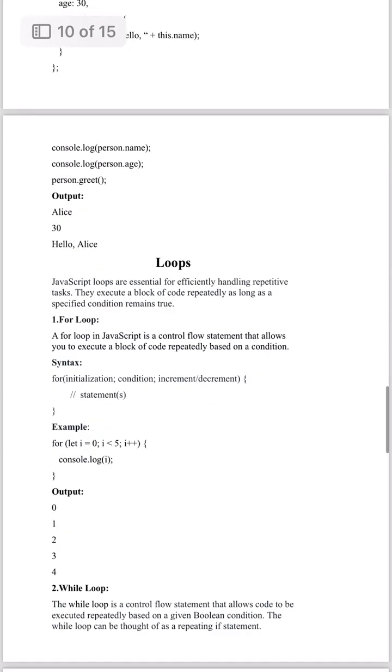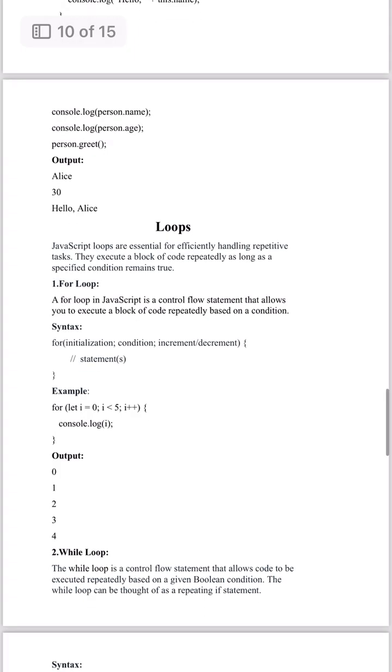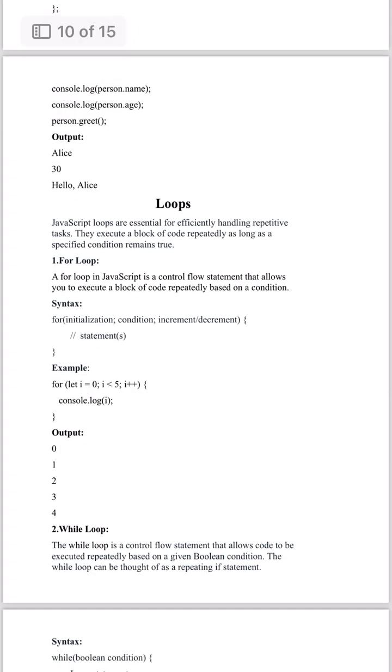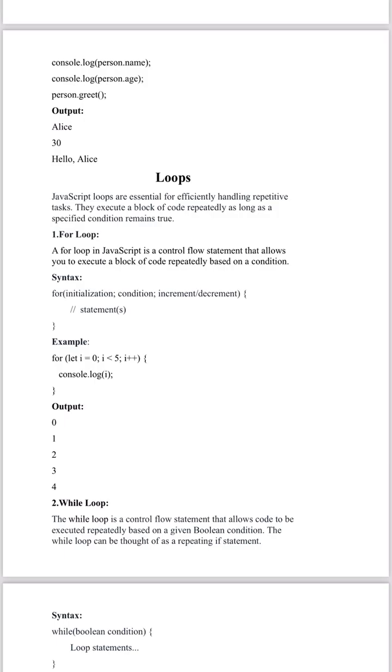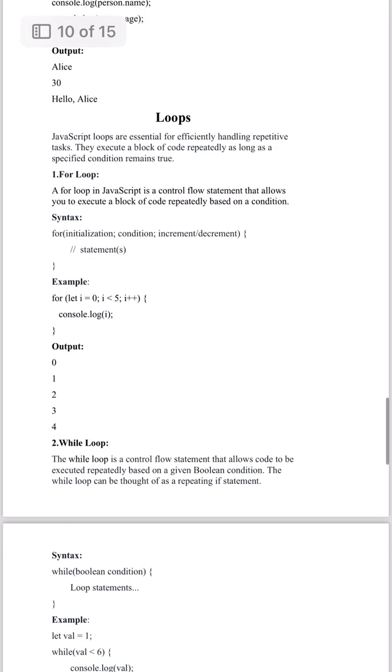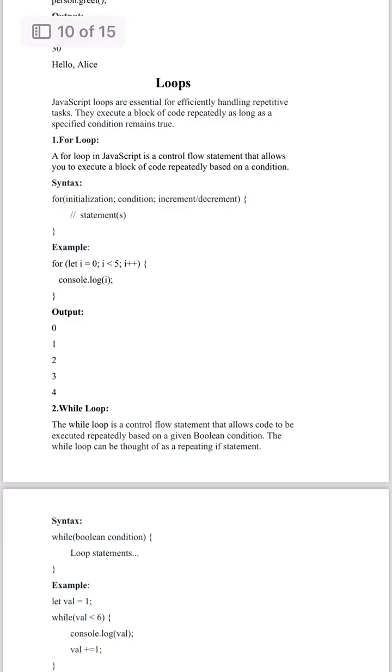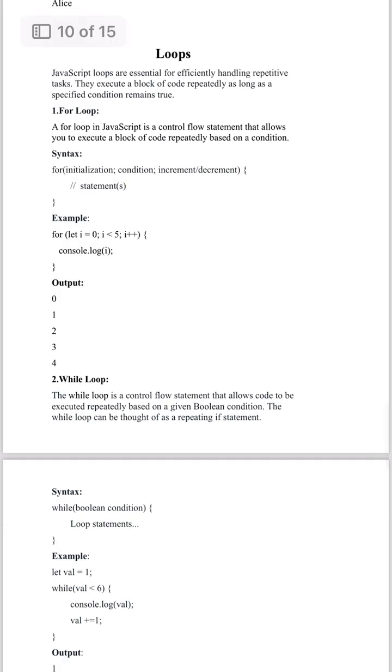Loops. JavaScript loops are essential for efficiently handling repetitive tasks. They execute a block of code repeatedly as long as a specified condition remains true. For loop. A for loop in JavaScript is a control flow statement that allows you to execute a block of code repeatedly based on a condition. You can see the syntax and example here.